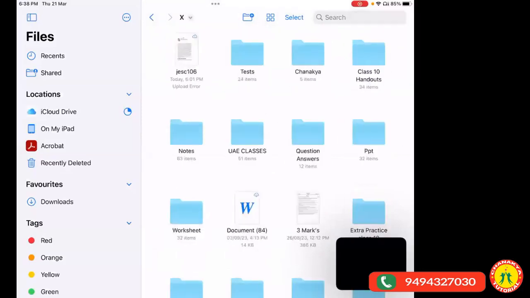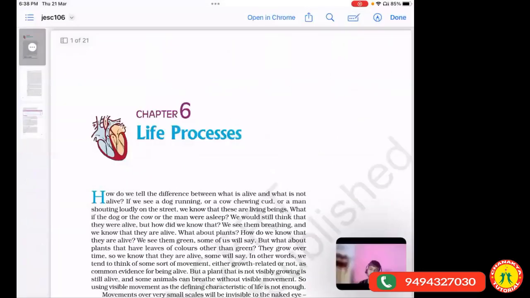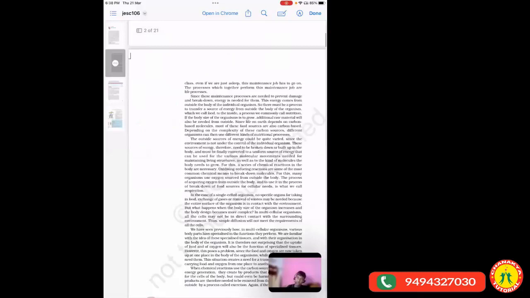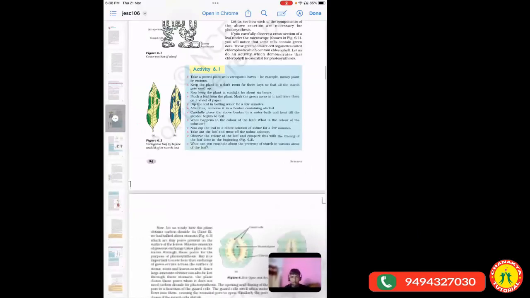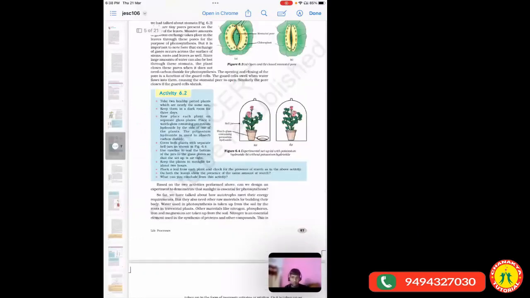Okay, your NCERT book. Just give me a minute, it is getting loaded. Okay, so this was the experiment I was talking about. Activity 6.2. It is given in the NCERT book.